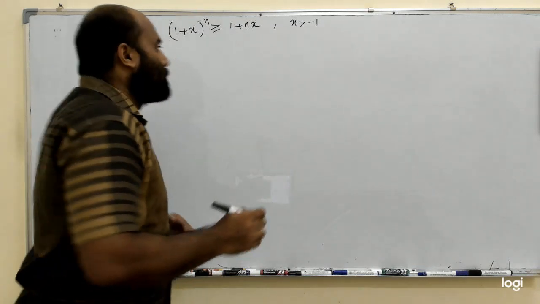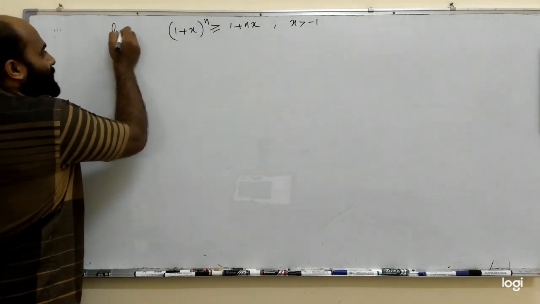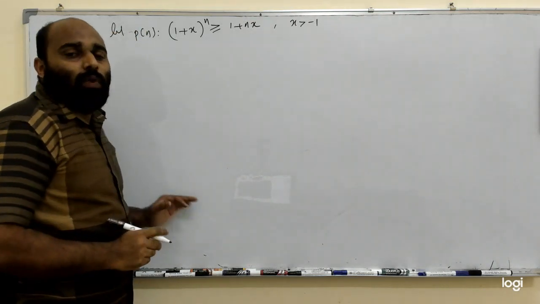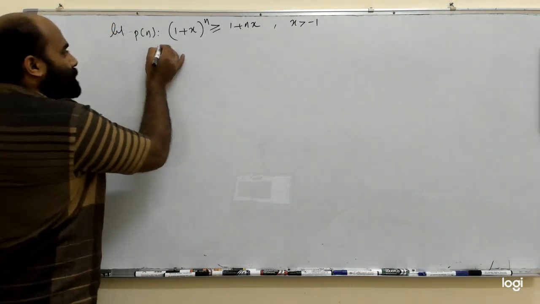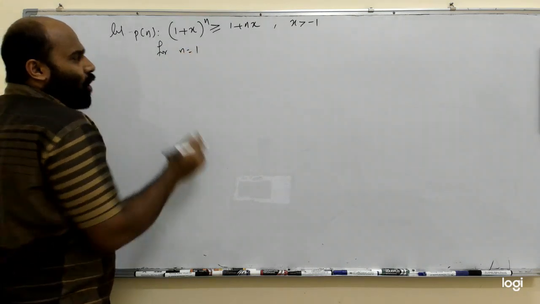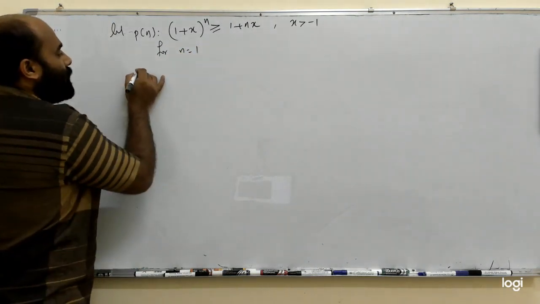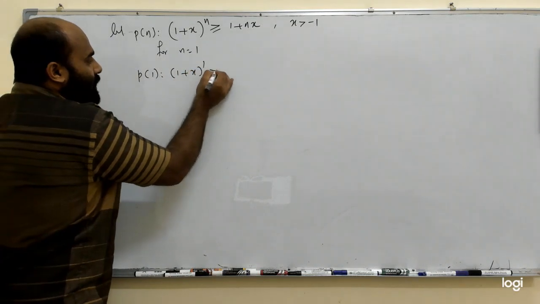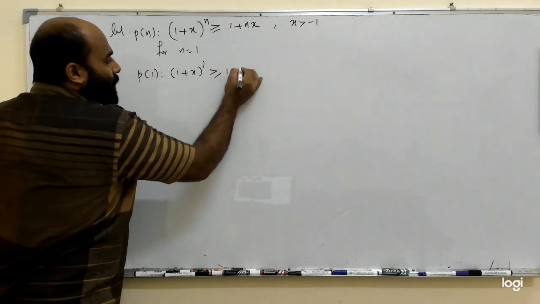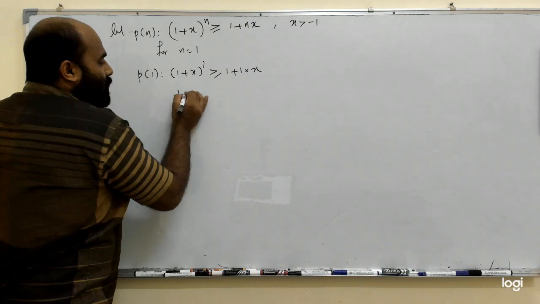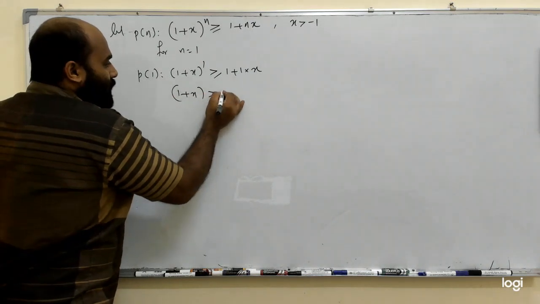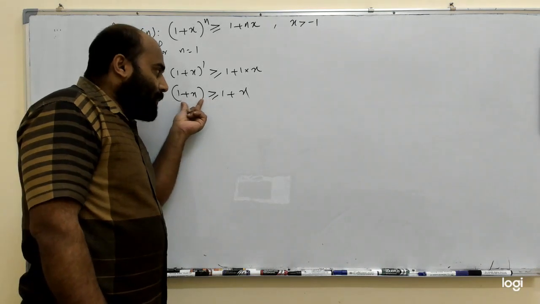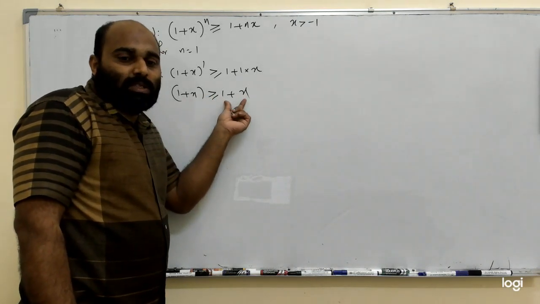So first, what is the procedure? We have to give a name. Let P of n be the statement. Then for n equal to 1, this step is a common thing. For n equal to 1, P of 1 will be (1 plus x) all raised to 1 greater than or equal to 1 plus 1 into x. So 1 plus x greater than or equal to 1 plus x. Already the equal sign is there. Either 1 plus x can be equal to 1 plus x or greater.